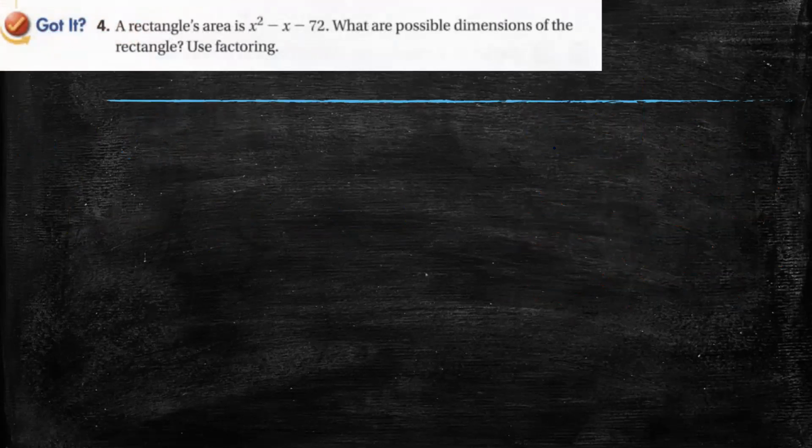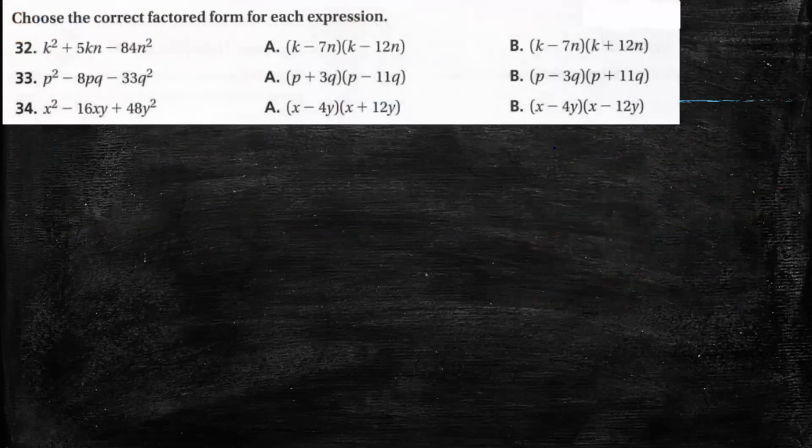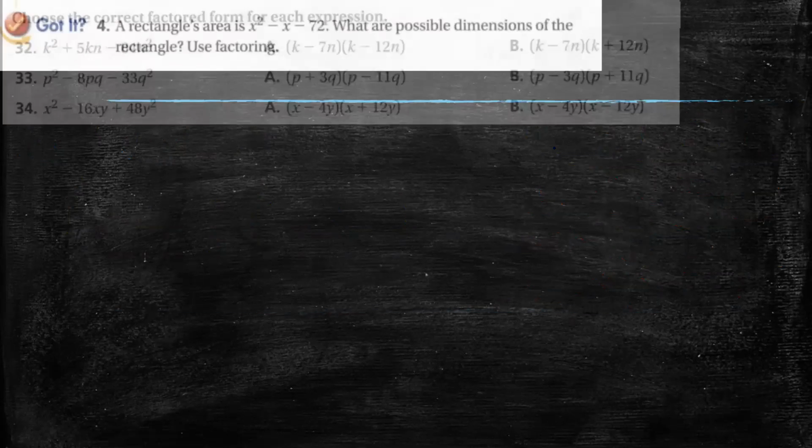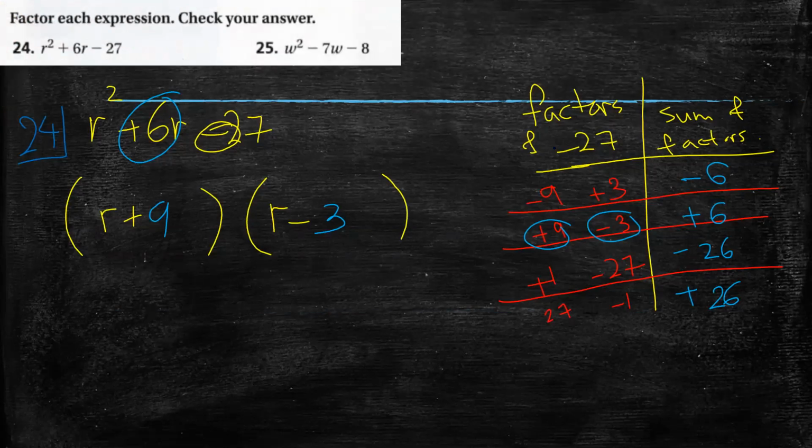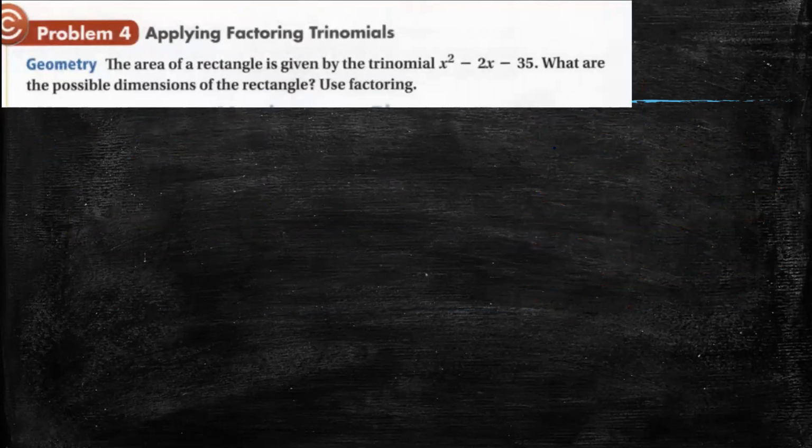Number 25. Applying factoring trinomials. Here, the area of the rectangle is given by the trinomial x squared minus 2x minus 35. What are the possible dimensions of the rectangle?